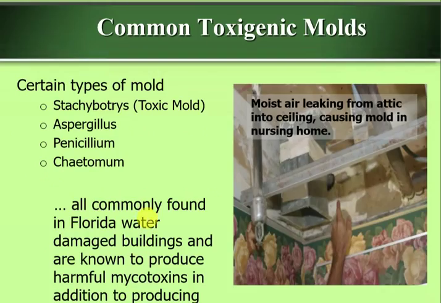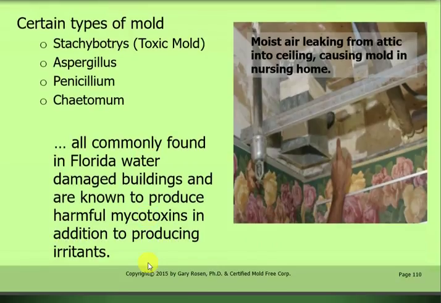Common toxigenic molds. Certain types of mold, Stachybotrys, which is a toxic mold, Aspergillus, Penicillium, and Chaetomium, are all commonly found in Florida water-damaged buildings and are known to produce harmful mycotoxins in addition to producing irritants. This picture right here shows moist air leaking from an attic into the ceiling, causing mold in a nursing home.